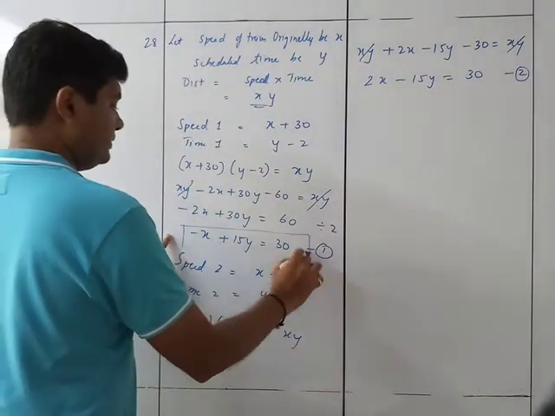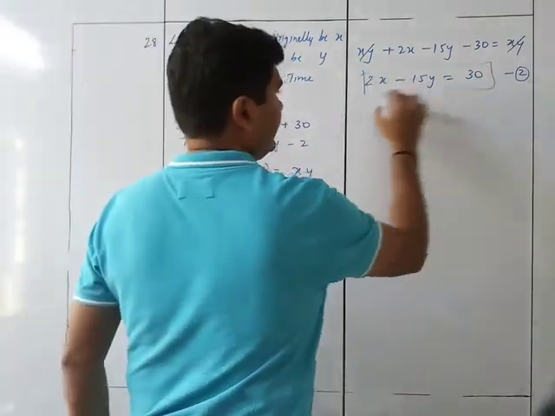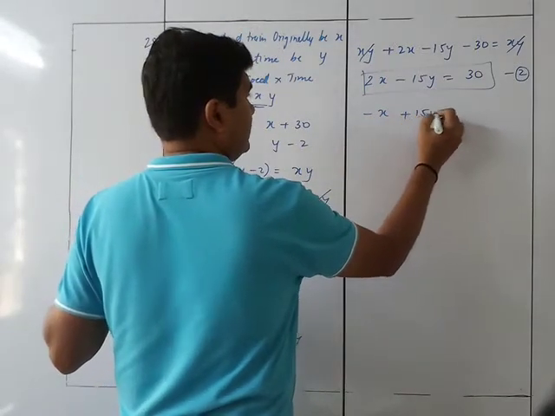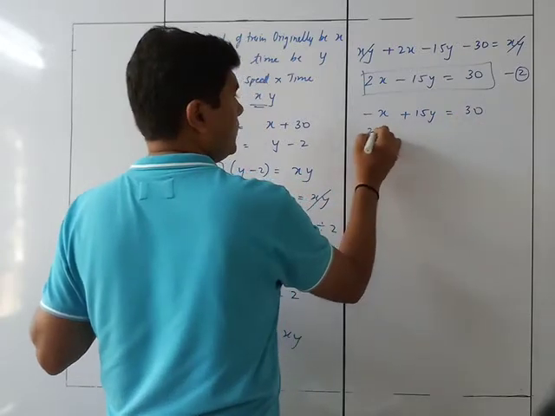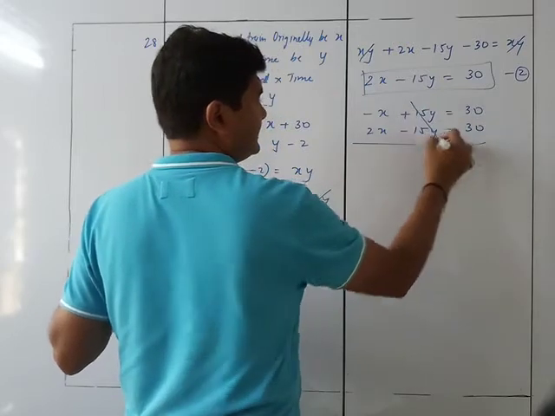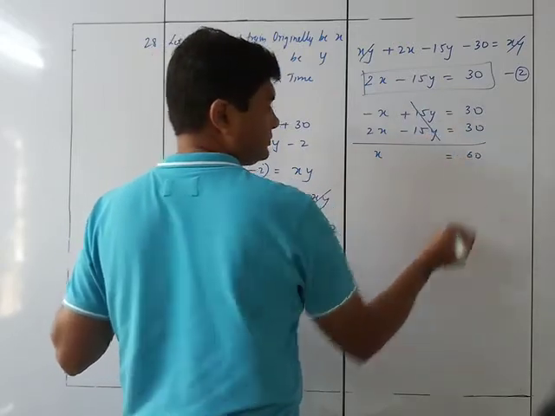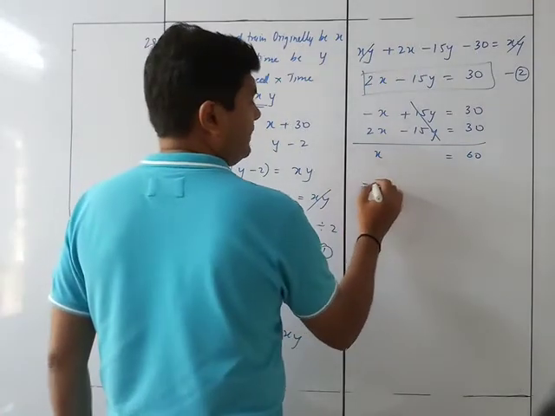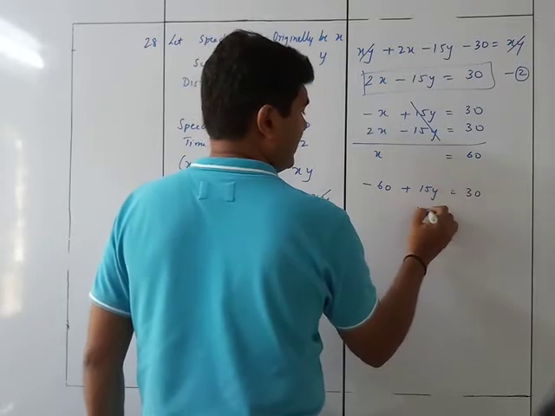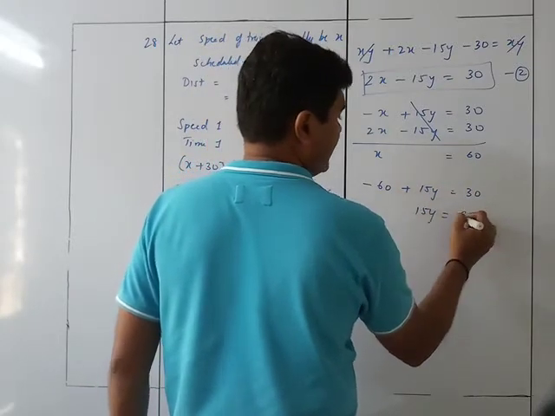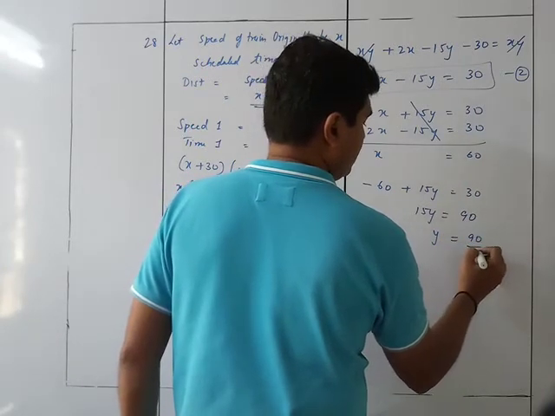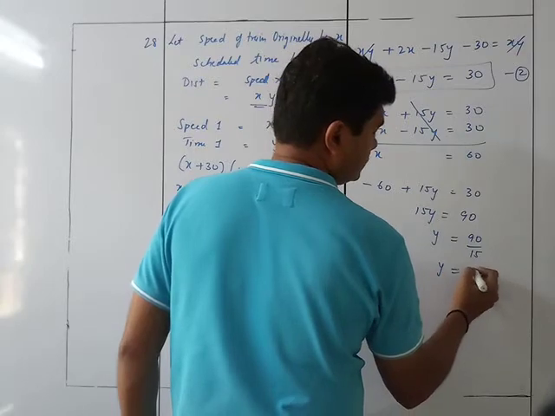So this equation and this equation, solving them, we get minus x plus 15y is equal to 30 and 2x minus 15y is equal to 30. The 15y gets cancelled. x is equal to 60. Accordingly, minus 60 plus 15y is equal to 30. 15y is equal to 30 plus 60, 90. y is equal to 90 upon 15. So y is equal to 6.